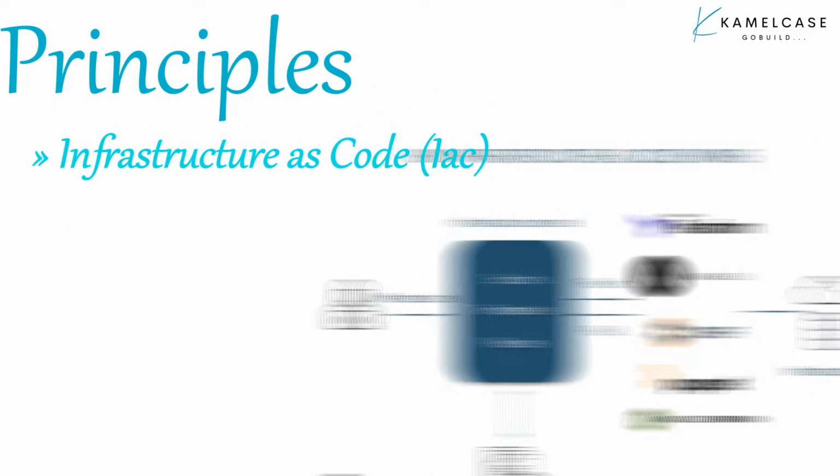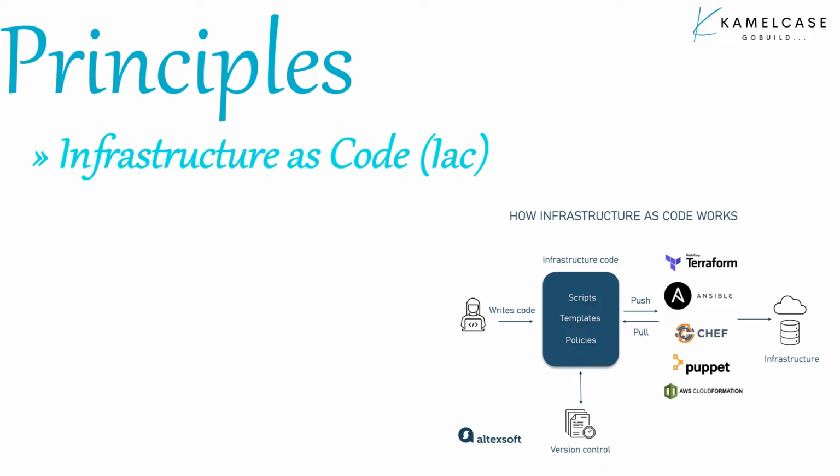Likewise, we have the infrastructure as code principle. It manages and provisions infrastructure using code, enabling consistent and repeatable environments. For example, defining server configurations in code, using tools like Ansible or Terraform, rather than manually configuring servers, ensuring consistency across development, testing, and production environments.